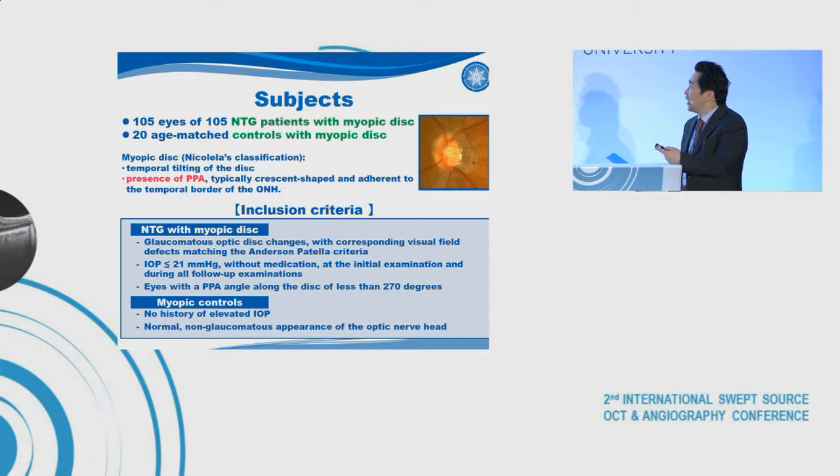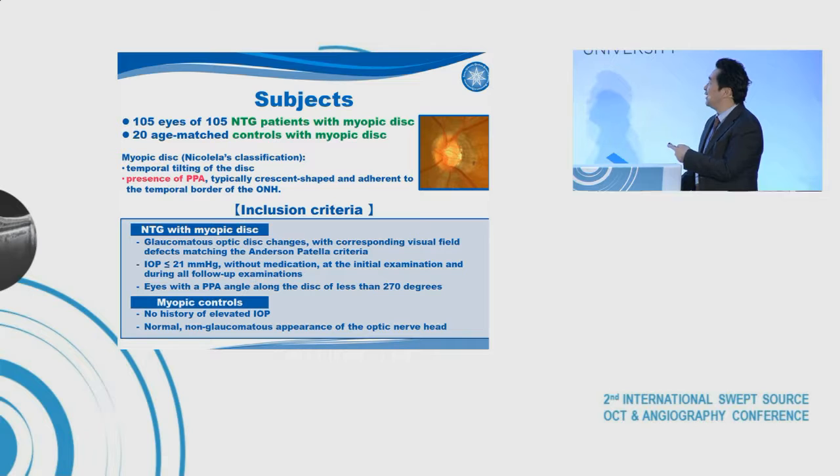the research, and we included 105 eyes of 105 NTG patients with myopic disc, because the MvD in the PPA zone is easier to recognize in myopic disc, and 20 matched controls with myopic disc. The definition of myopic disc used the Nicolela classification, temporal tilt of the disc, and the presence of PPA.